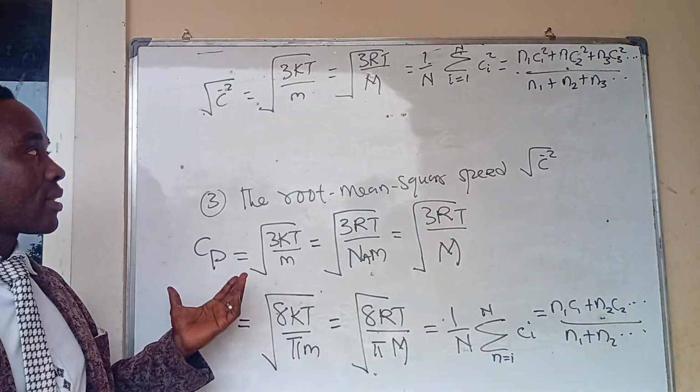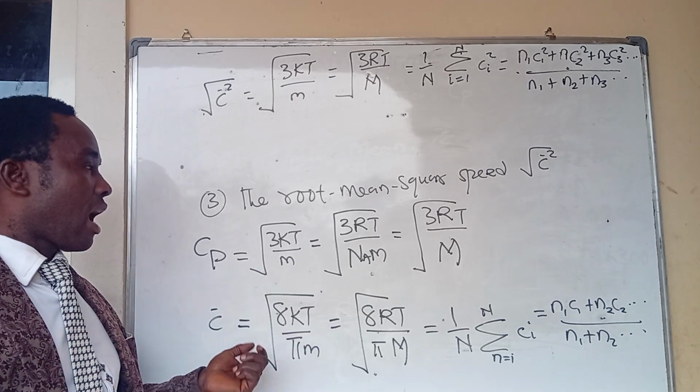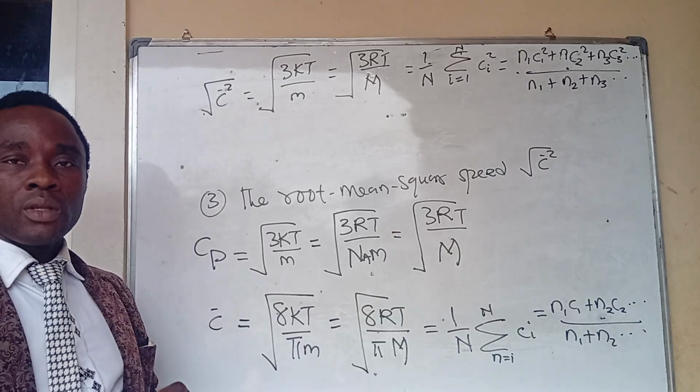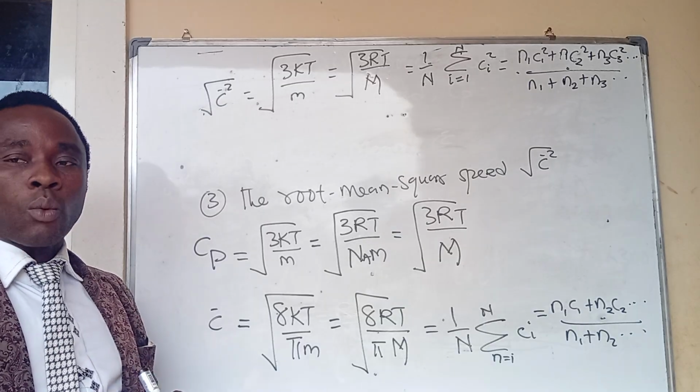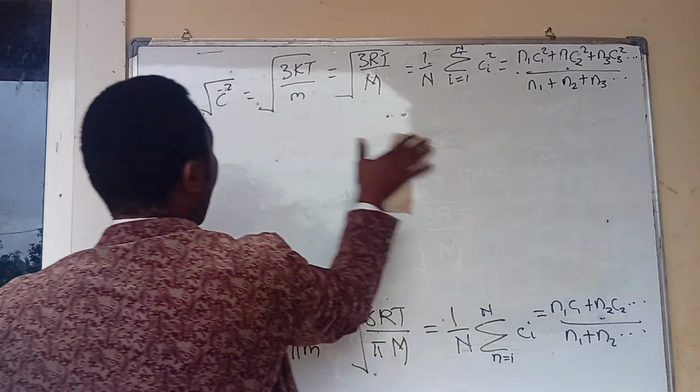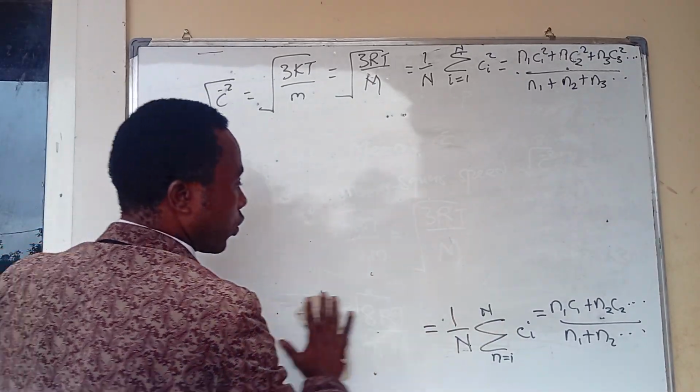So I've given you the three types of molecular speed, average molecular speed. I've also given you their formulas. Now let us take one question on this. Now we have to take a question.